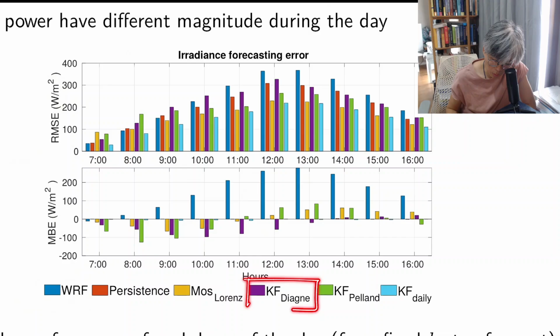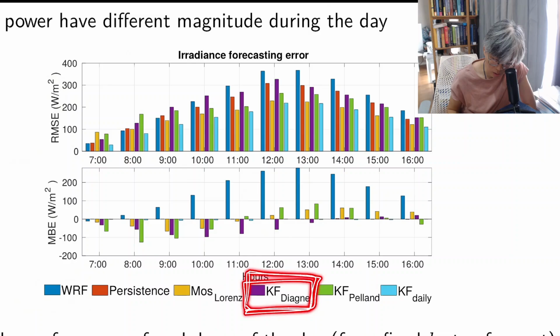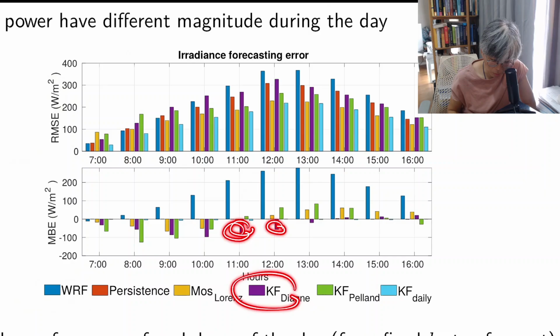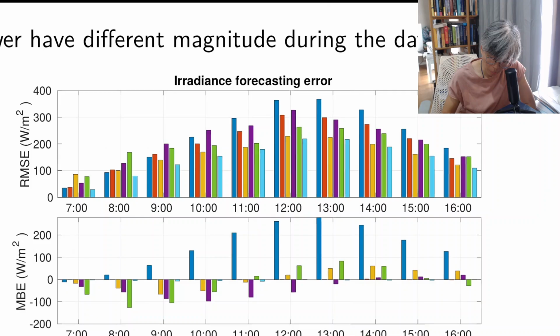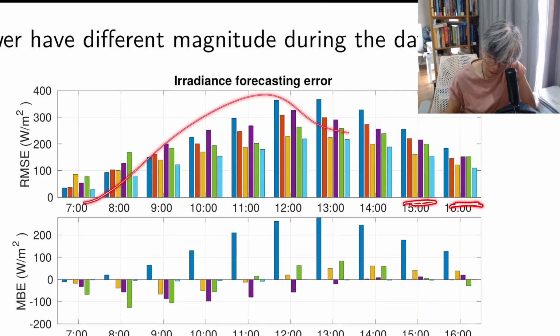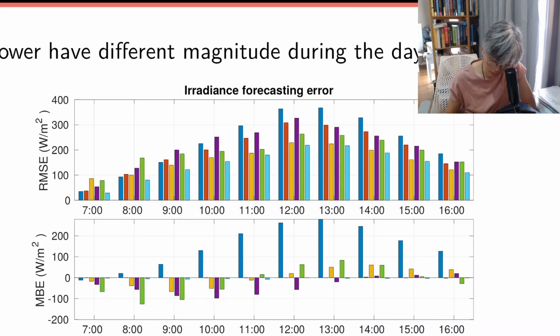This is a model that we developed in 2018. It is a Kalman filter. It is a linear regression model, but the regression coefficients can be adaptive using the concept of the Kalman filter. Now you can read that the MBE is negative, so the model tends to underestimate. And then you can compare the values among the methods.